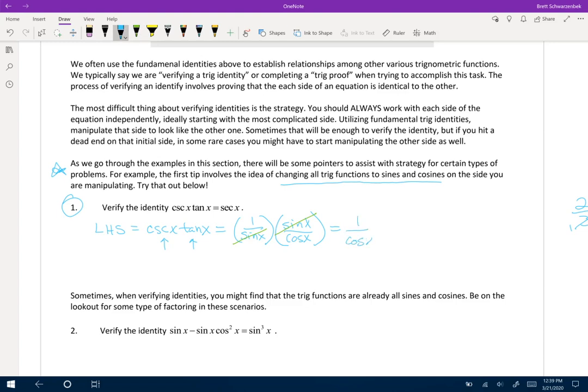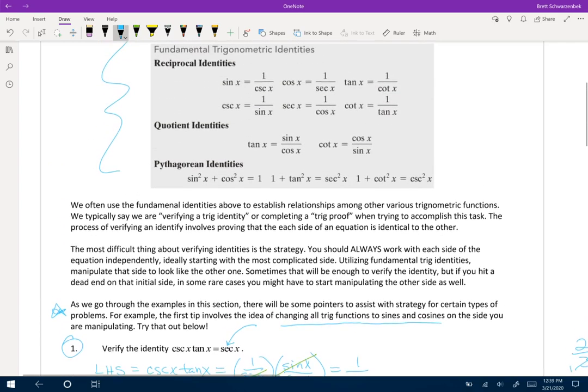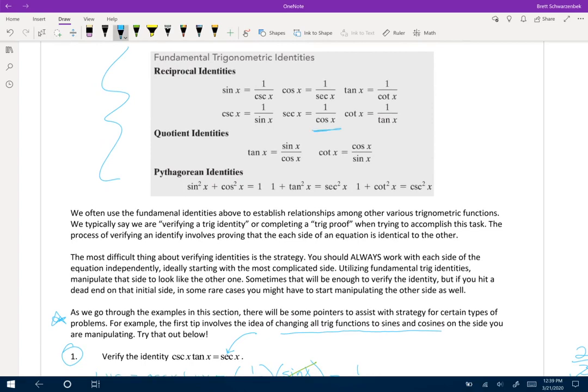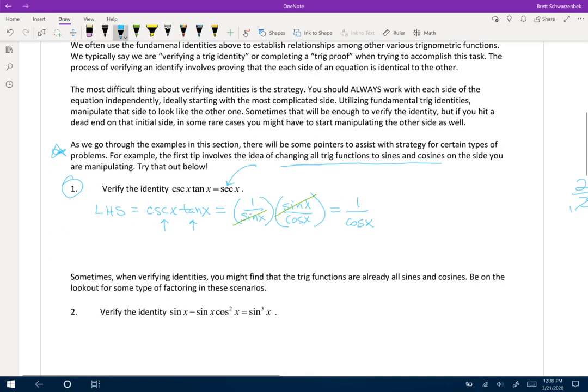Now, at this point, you should be keeping a very good eye on what we're trying to get to. So when we look at 1 over cosine x, we go, hey, we know what 1 over cosine x is. It's equal to secant x, okay, which is equal to our RHS, right-hand side.